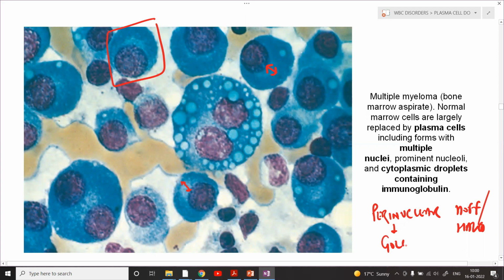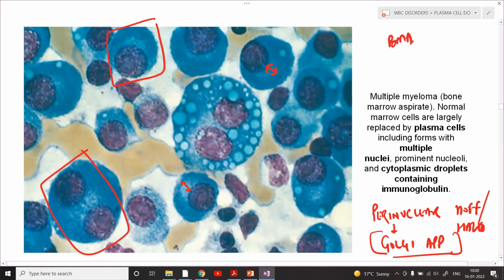Because of accumulation of Golgi apparatus around the nucleus. This is the cause of the perinuclear hof, and this is normally seen in a plasma cell. Now, what we can also appreciate is that there are certain multinucleated forms. Yes or no? Everyone will appreciate this. Yes, so this is the bone marrow.